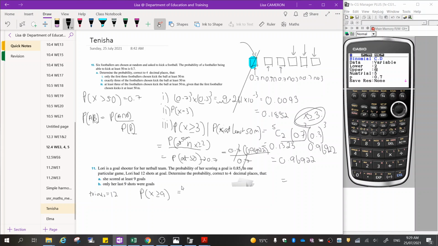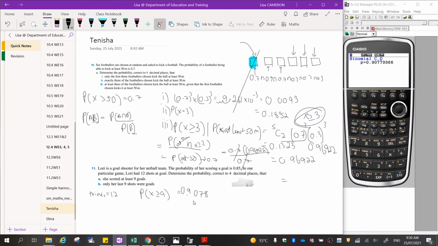in this same section, binomial cumulative distribution, where her lower is 9, her upper, there. That one's going to be 9, enter. The next one is going to be 12 because there's a maximum of 12 shots. The number of trials is 12, and her probability of getting the score is 0.85. So her probability, correct to 4 decimal places, should be 0.9078.